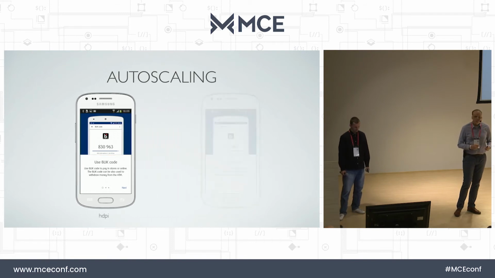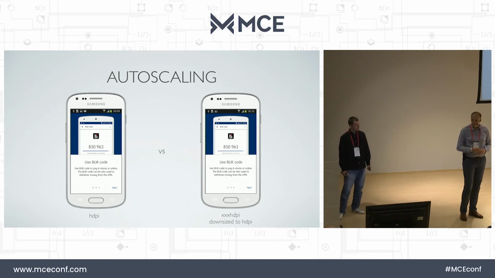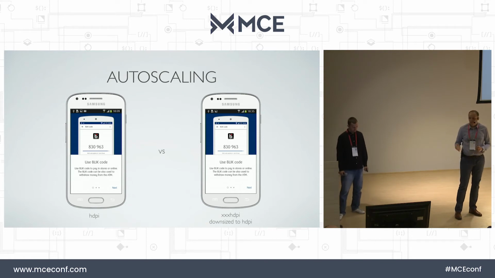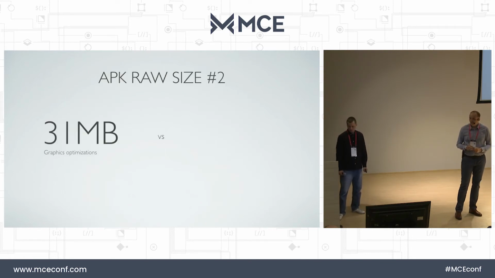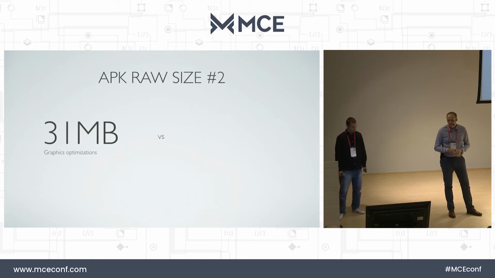And again, on the left-hand side we have HDPI. On the right-hand side we have XXXHDPI. There are some glitches as well, especially at the top of this phone, but we started thinking maybe there are some graphics which we are okay with removing, and so we went that way, starting with an APK at 31 megabytes.